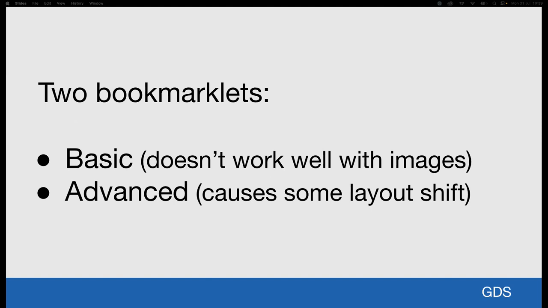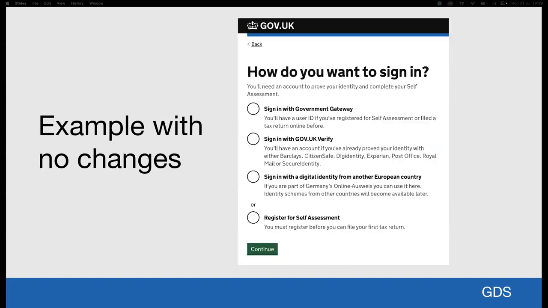So there are two bookmarks in there. There's a basic version that does not work well with images that are also links or clickable. And there's an advanced version that does work with that, but may also cause some layout shift of the page and move things around, especially with pseudo elements and placing things in different spots through CSS. An example where we see the advanced version breaking down is a sample here of a how do you want to sign in page from a gov.uk example journey.